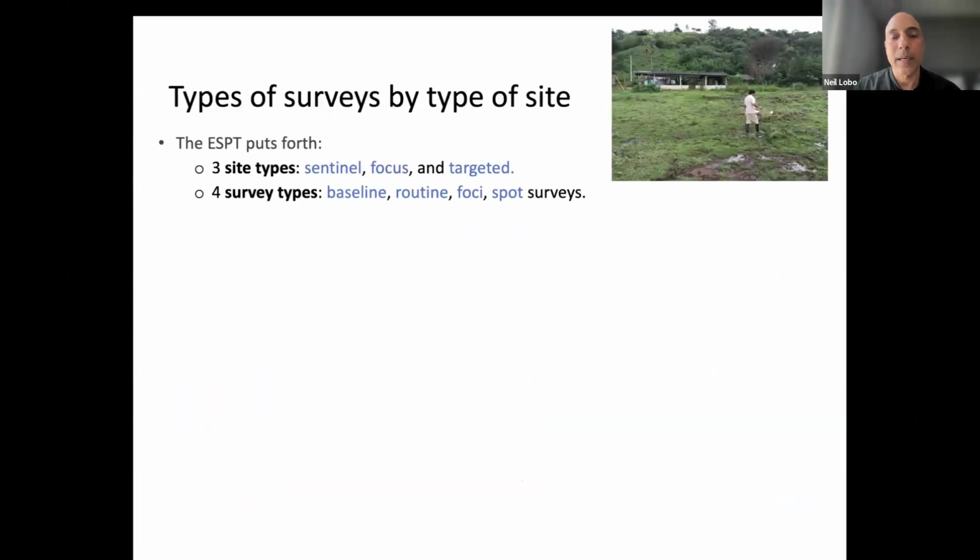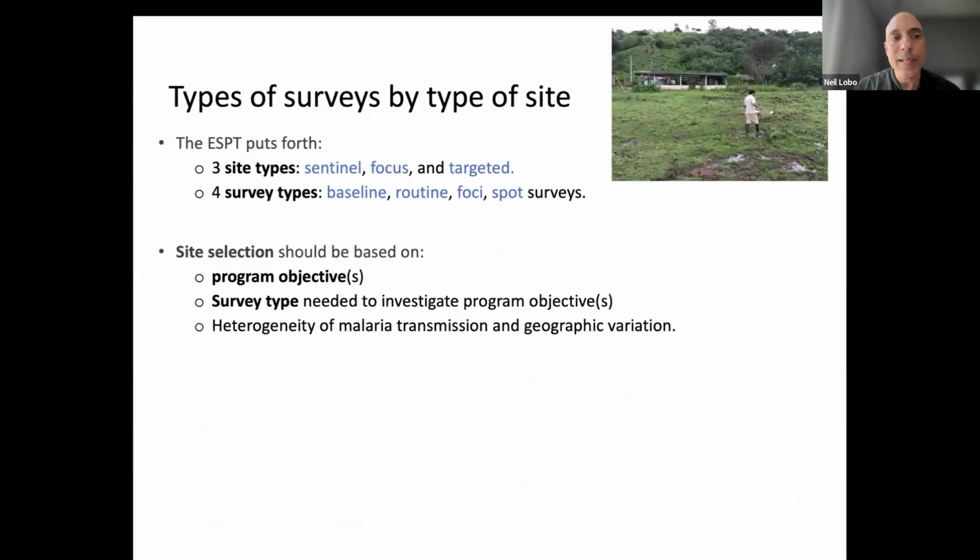So, to briefly summarize that, we have 3 kinds of sites, which are sentinel, focus, and targeted, and 4 types of surveys, which are baseline, routine, foci, and spot surveys. And we would do different things at each one. So your site should be selected based on your program objective.